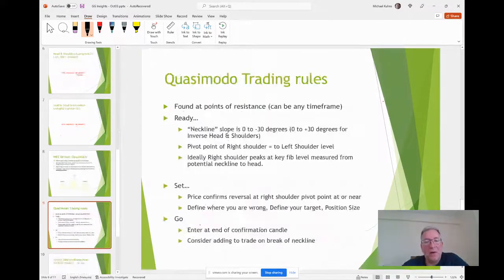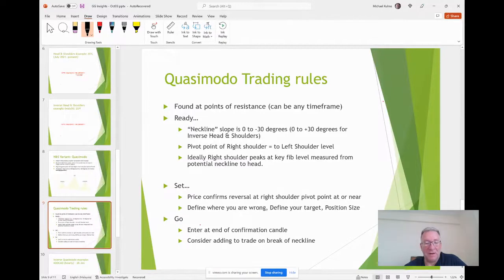Okay, so the trading rules for a Kazimoto are also a little bit different. Same stuff as before, your neckline slope is this, that, but you need to look at where the pivot point of the potential right shoulder is relative to the left shoulder. Ideally, you should see a key level. They're not always going to be equal, but I really think it's not at the neckline. It's actually at the formation of the right shoulder pivot point or near it.